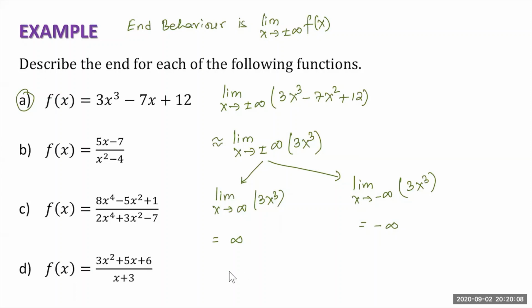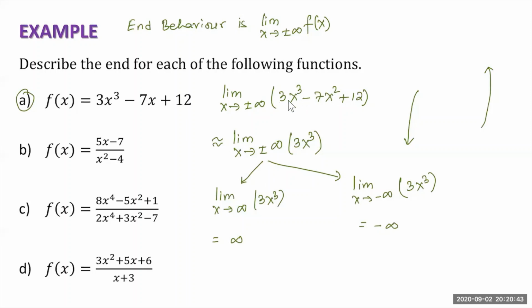So what we see here is the end behavior. When you want to describe the end behavior, think of the graph towards the left end. When I say negative infinity, that is towards the left end, and the graph goes to negative infinity. And towards the right end, when x approaches positive infinity, the value of the function is also infinity. Meaning the right end of the graph will go up. So that is the end behavior of this function.